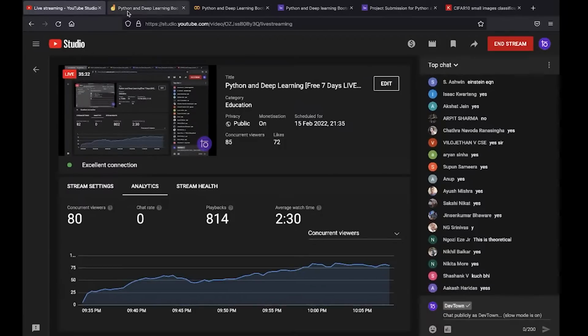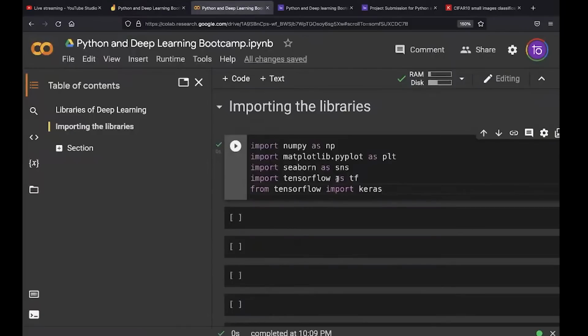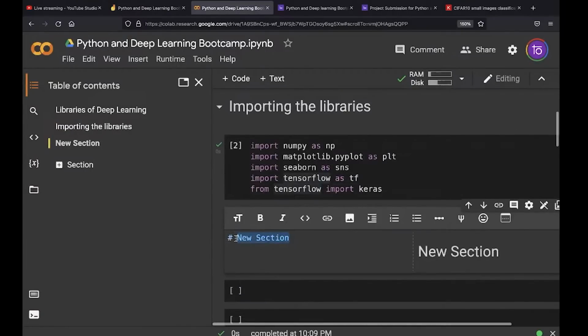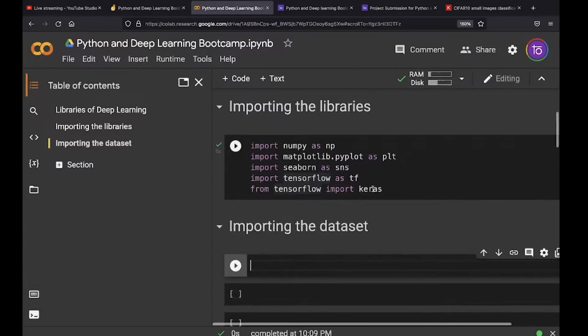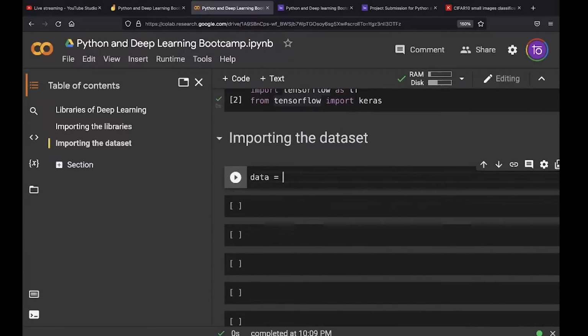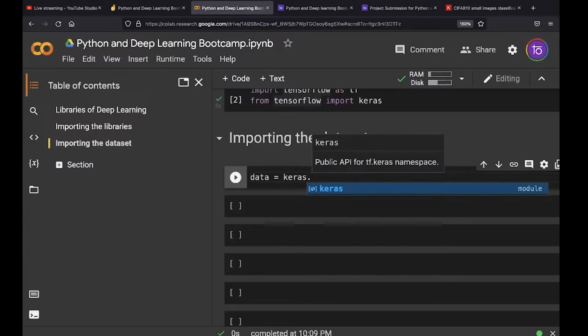Okay, so let's talk about the next section. The next section will be importing the data set. I'm going to take a data set from the Keras library itself. Various libraries have a different section or class of data sets from which you can borrow some data. Keras has a lot of variety of data sets, so we are going to take one from Keras itself. I'm going to say data equals Keras, because I am taking it from Keras. In Keras we have a data set.